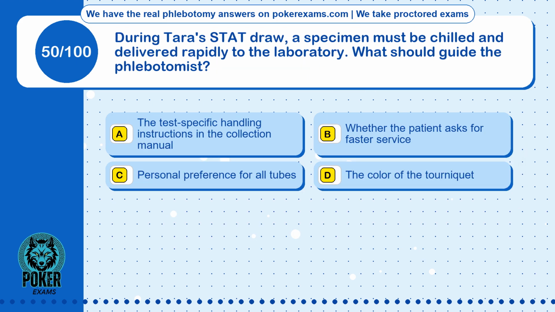Question 50. During thermostat draw, a specimen must be chilled and delivered rapidly to the laboratory. What should guide the phlebotomist? Option A. The test-specific handling instructions in the collection manual. Option B. Whether the patient asks for faster service. Option C. Personal preference for all tubes. Option D. The color of the tourniquet.